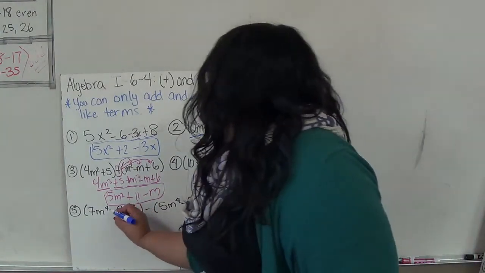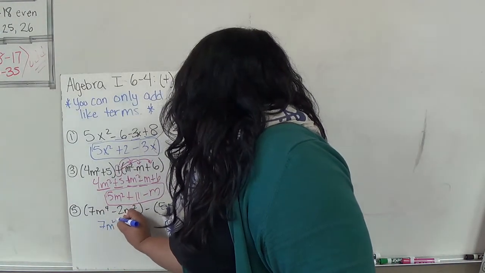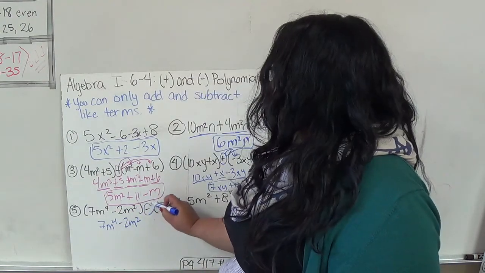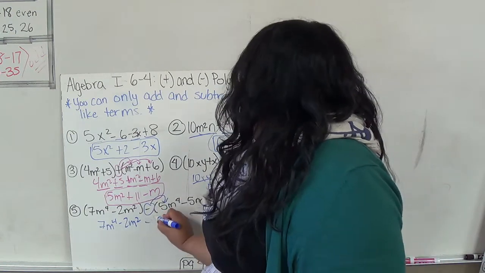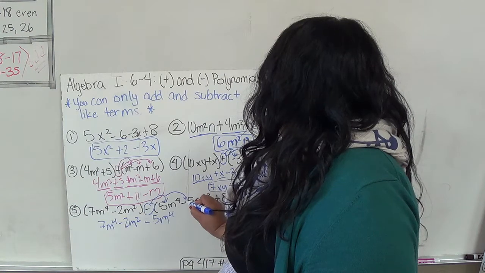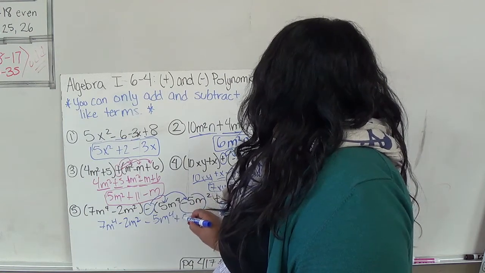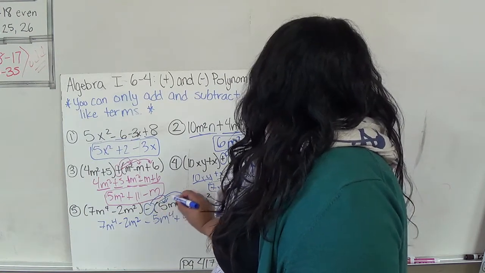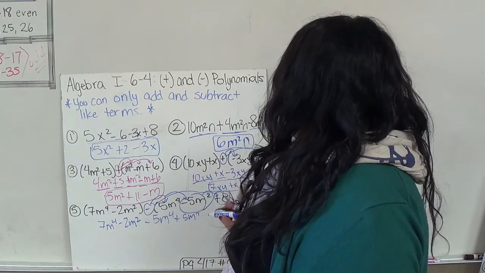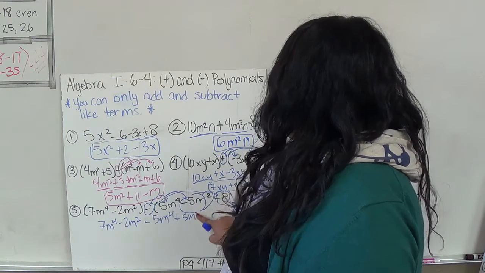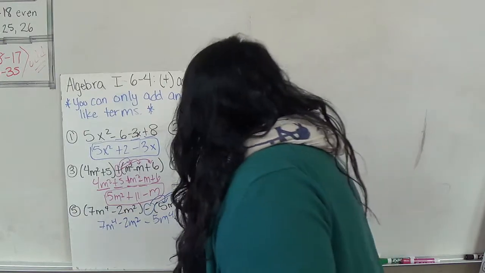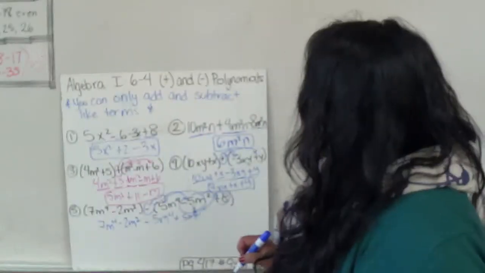Okay? Same thing here, 7m to the 4th minus 2m squared. But this time I have a negative, so now things are going to change. This would go from positive to negative 5m to the 4th, from negative to positive 5m squared, and then negative 5m squared. And then this is positive 8, to a negative 8.